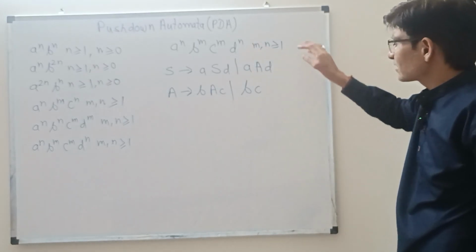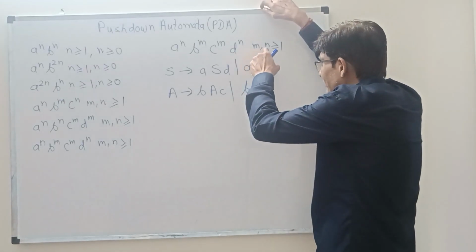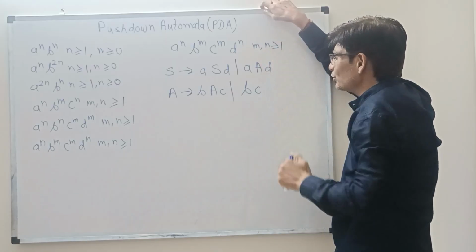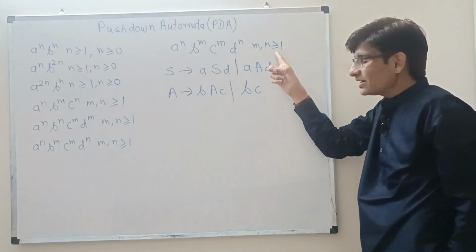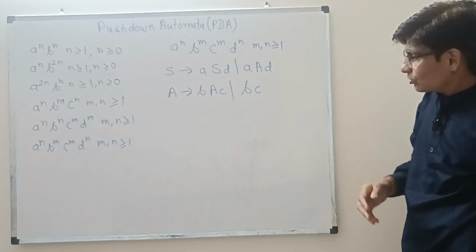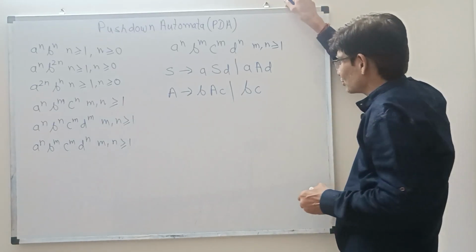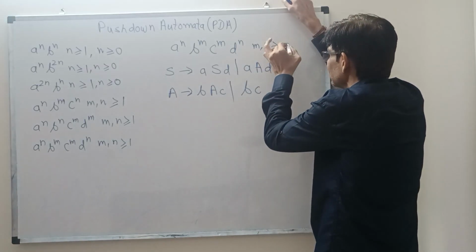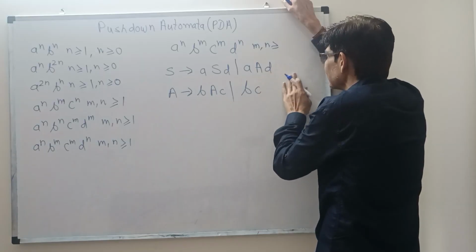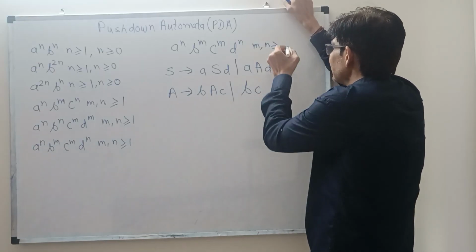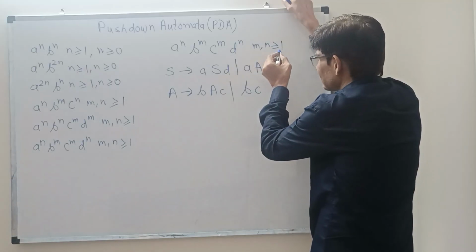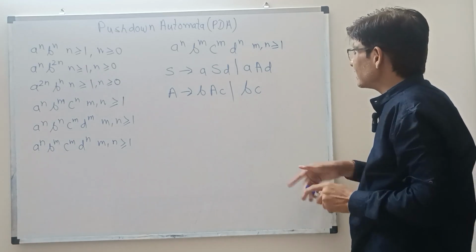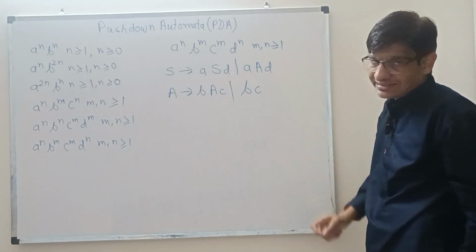Now you can see, if we have both m and n greater than or equal to 0, then in this case it will generate epsilon also. So I can have one production here, an epsilon production, right? So I'm telling you the different conditions. If both m and n are greater than or equal to 0, then you can add one epsilon production with S.